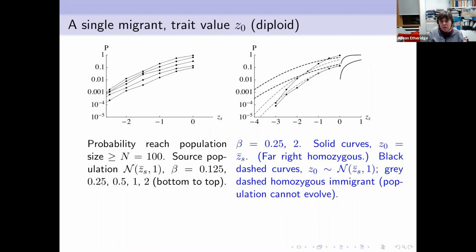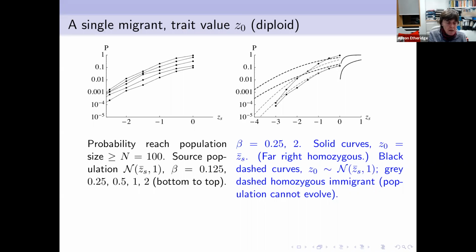So the first question we asked when I drew a cartoon of the situation with the source population and the island population was, well, could a single migrant establish? So instead of having steady state migration, if I just have a single diploid migrant with trait value Z0, can it establish a population? And because I'm allowing selfing, it can at least produce offspring. On the left-hand side, we've got a graph where the vertical axis is the probability that I reach a population size of at least 100, which I'm going to declare to mean I've established. And on the bottom, this should be a Z_S bar, but because Nick produced the picture, I can't edit it, or I could, but it would take me a long time. So imagine there's a bar over here.